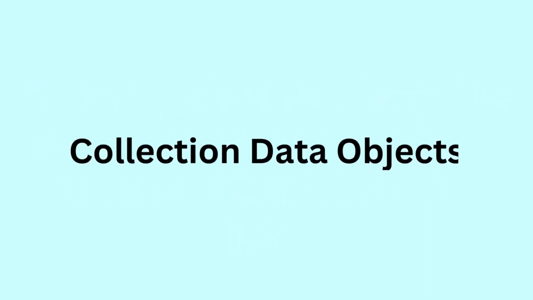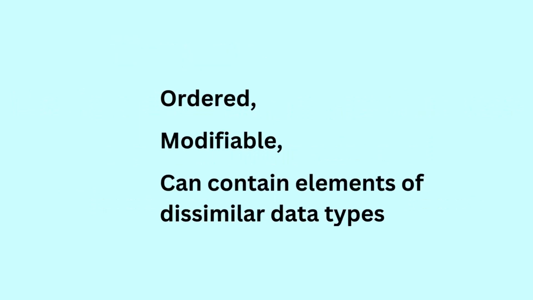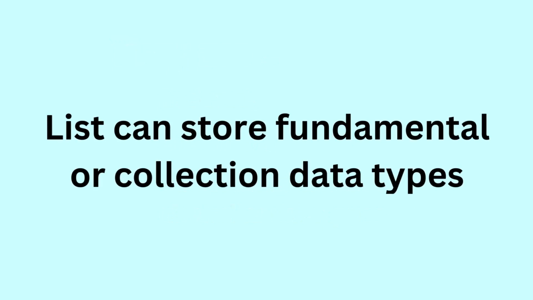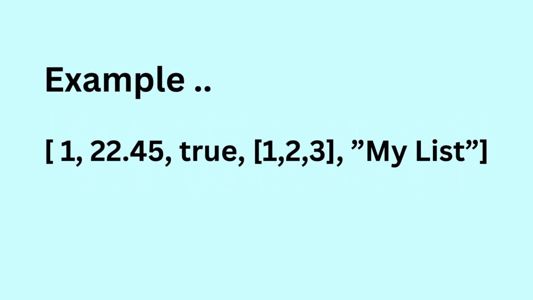There are some collection-type data in Python. List. In Python, a list is a versatile data structure used to store a collection of items. Lists are ordered, mutable, modifiable, and can contain elements of different data types, including integers, strings, floats, and even other lists. Lists are defined using square brackets, and individual elements are separated by commas.